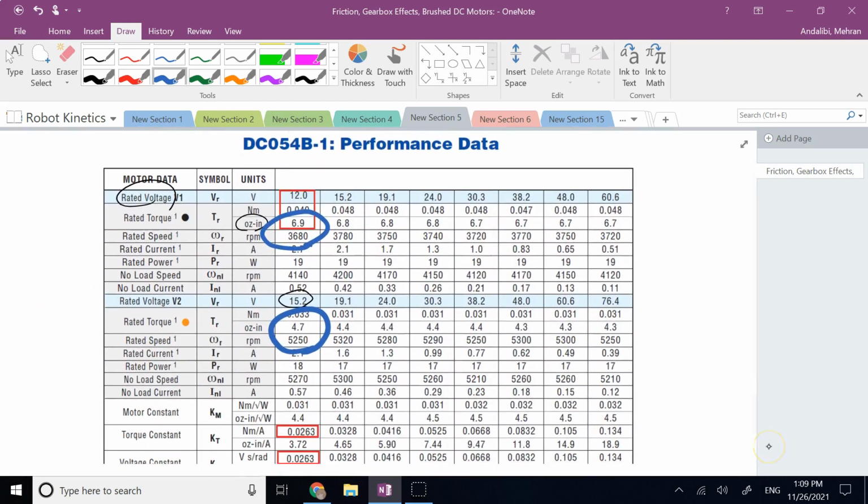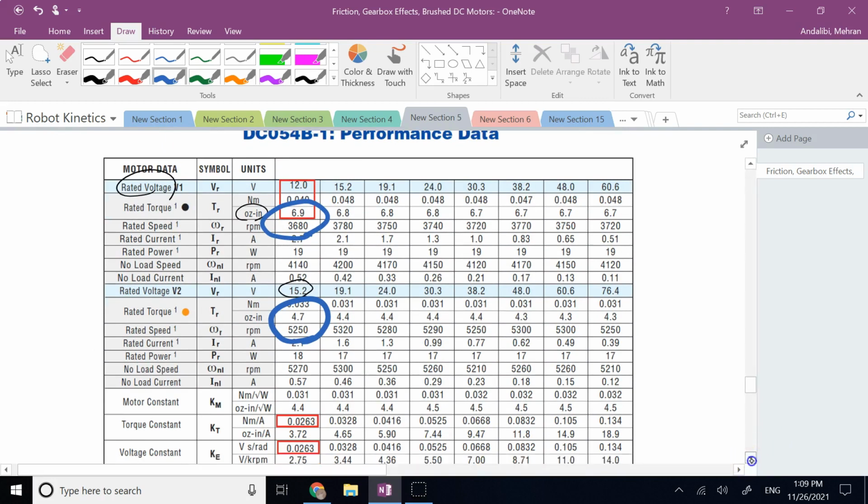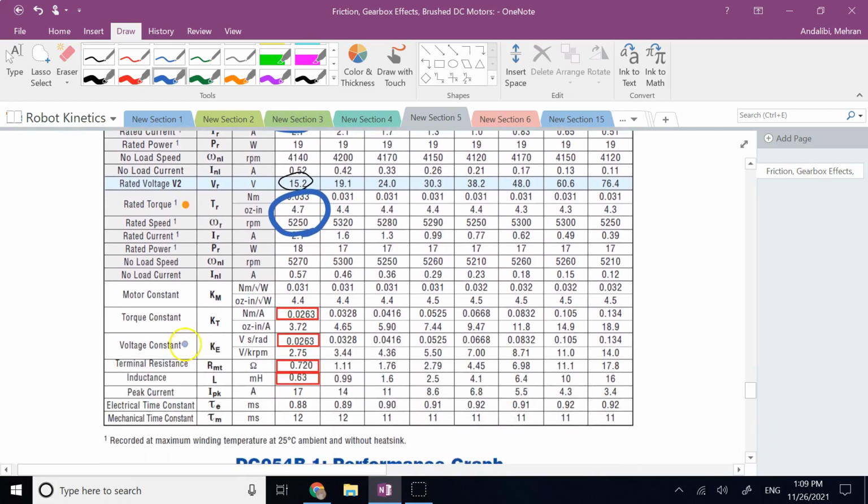Then what else would you see? You see the torque constant, Ka, is provided. The voltage constant, which is really the back EMF constant here. So this is like your Ka. This is like your Kb. Then you have the terminal resistance and inductance. So you have your R and L here.